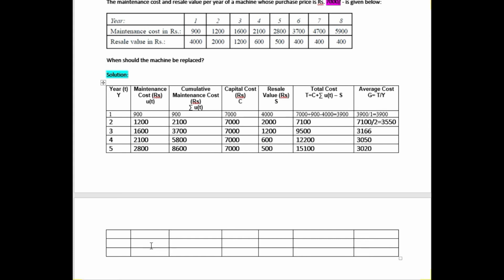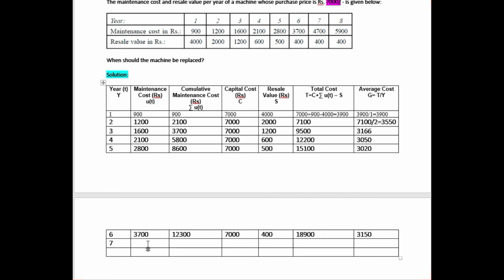Okay. For sixth year, the maintenance cost will be 3700, and the cumulative maintenance cost will be 12300, and the capital cost 7000. Resale value will be 400, and the total cost will be 18900, and average cost will be 3150.